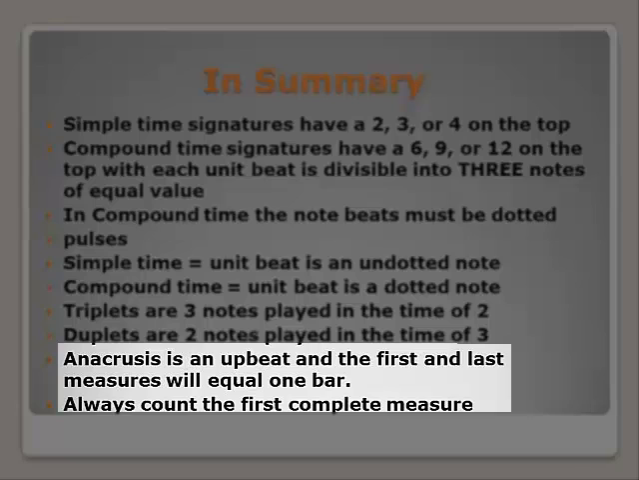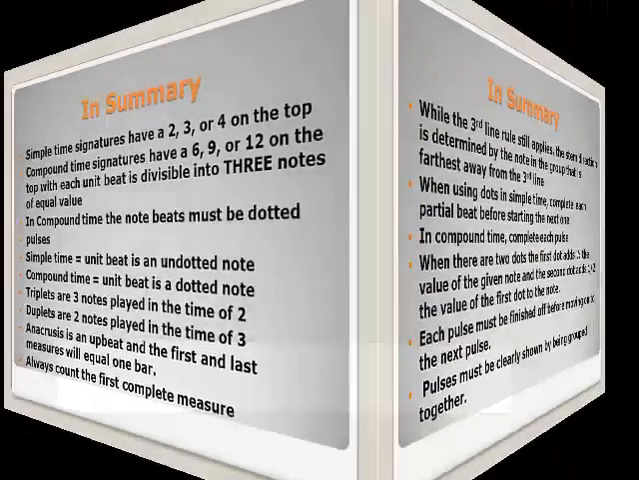Anacrusis, or an upbeat, occurs at the beginning of a piece when the passage begins on any part of the beat besides the first beat. That first incomplete measure and the last incomplete measure will equal the 1 complete bar of music. If you're required to number the bars, always begin with the first complete measure. That would be measure number 1.